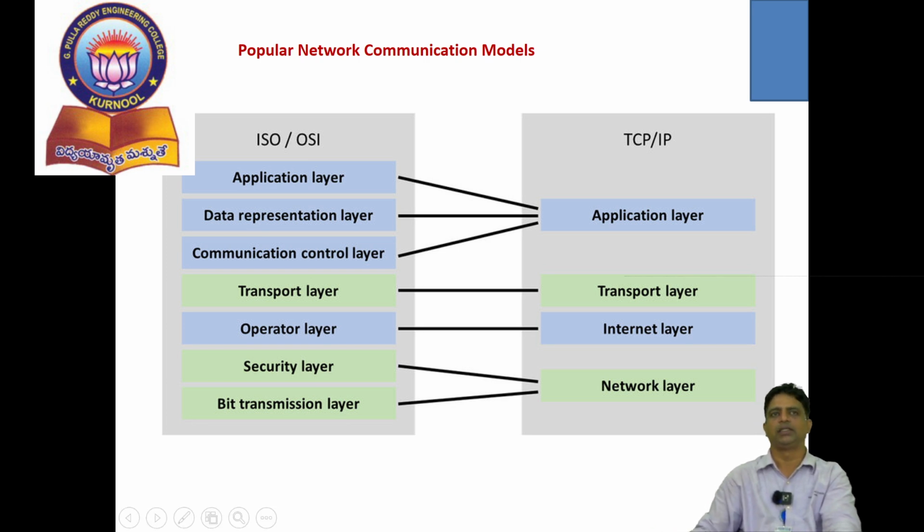The Open System Interconnection model runs with a 7-layer arrangement: application layer, presentation layer, session layer, transport layer, network layer, data link layer, and physical or bit transmission layer. In contrast, the TCP IP model has application layer, transport layer, internet layer, and then host link layer, or physical layer in simple terms. The presentation layer, session layer, and application layer are clubbed into the application layer for the TCP IP model.